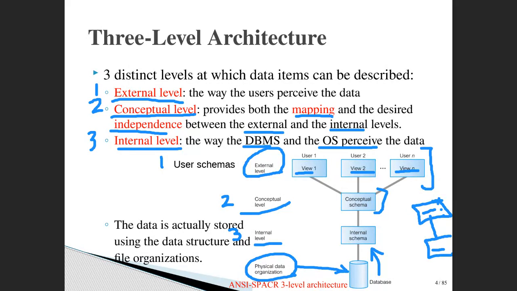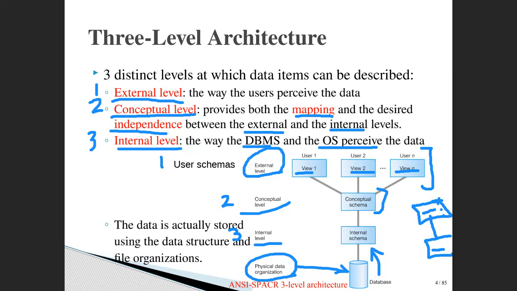And the data will be stored here with all the physical data along with the system catalog. So this is the ANSI-SPARC three-level architecture. Got the point? Do you have any questions so far about this before we go through more discussions or more details?